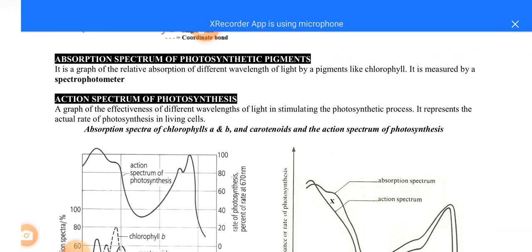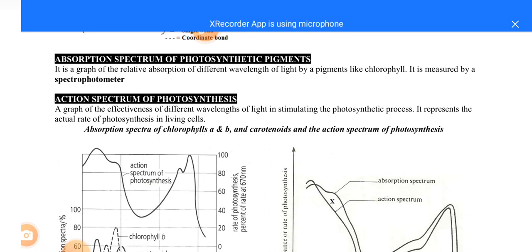Last time we looked at the chlorophyll molecule, and I hope you are now well conversant with how its structure looks. Today we are going to look at the absorption spectrum of photosynthetic pigments and the action spectrum of photosynthesis. Those are our major areas of emphasis today.